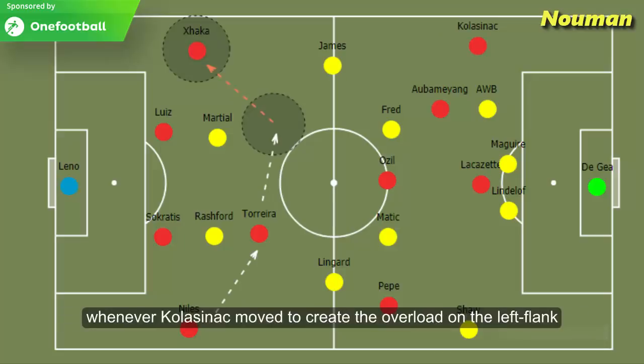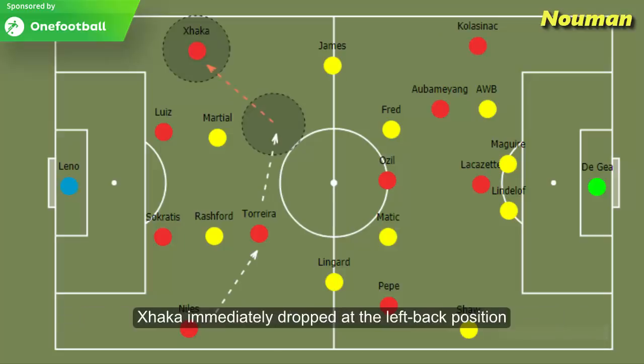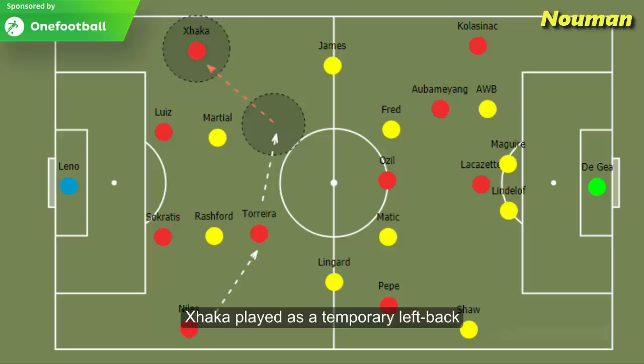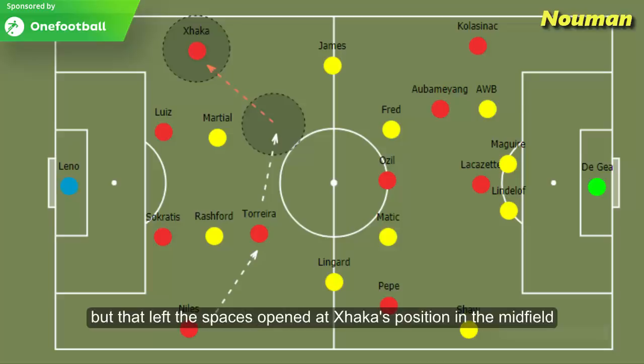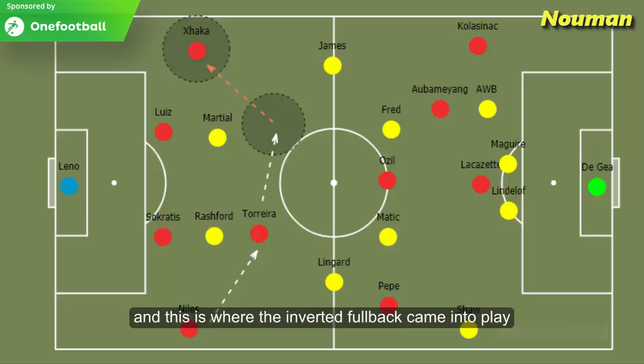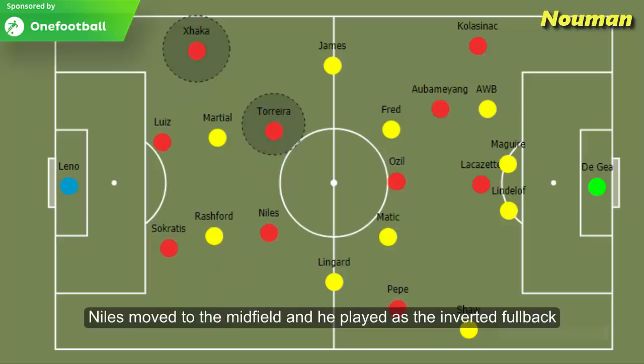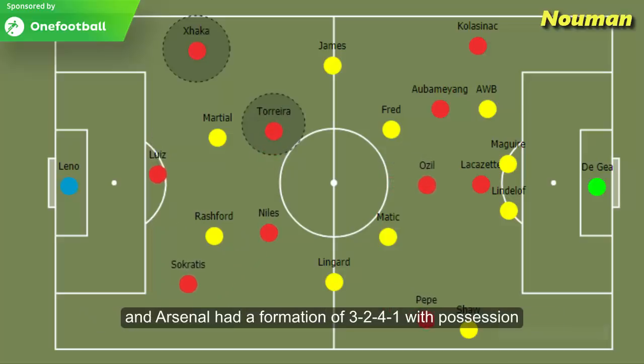Whenever Kolasinac moved to create the overload on the left flank, Xhaka immediately dropped to the left back position. Xhaka played as a temporary left back, but that left space open in Xhaka's position in the midfield. And this is where the inverted fullback came into play, which was Niles. Niles moved to the midfield and played as the inverted fullback, and Arsenal had a formation of 3-2-4-1 with possession.